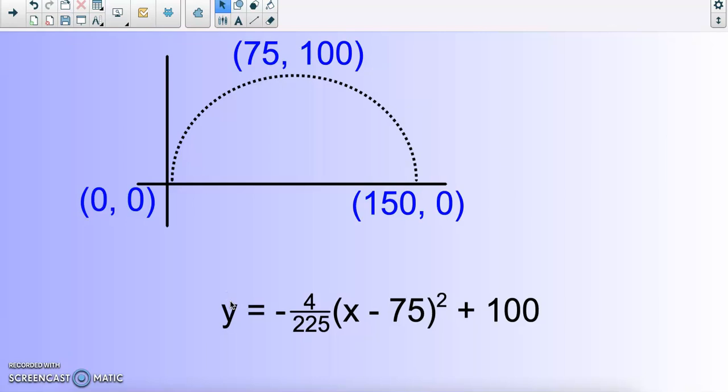Hopefully you have that equation written. Again, if you didn't get that, go back and try it again. I know the fraction's ugly, but you've got a calculator there to help you out. See if you can come up with that equation.